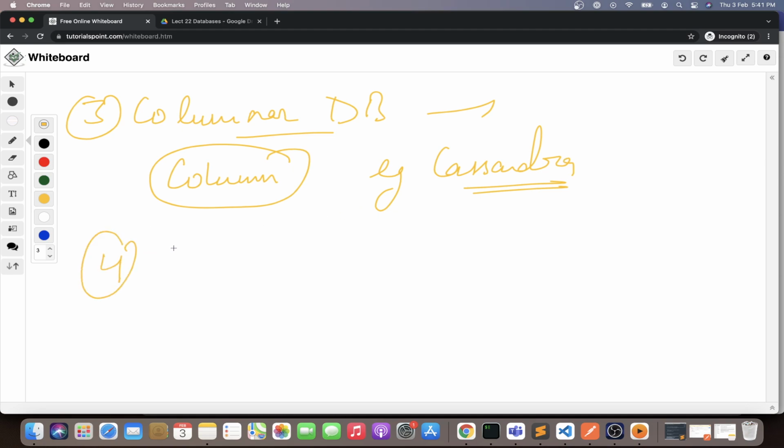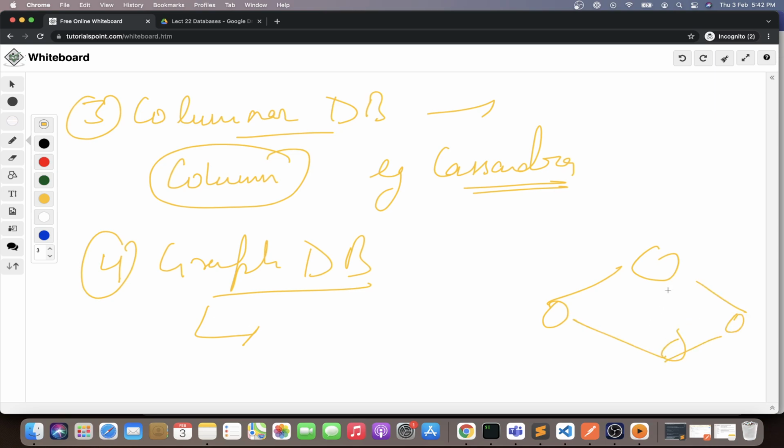The next is the graph DB. In the graph DB, everything is stored in the form of graphs. So these were the four different types of database. In the next lecture, we'll talk about database optimization: how we remove replication or redundancy, and we'll try to optimize things.